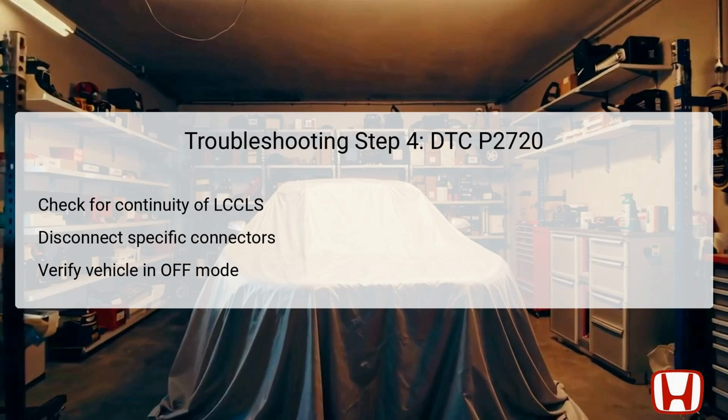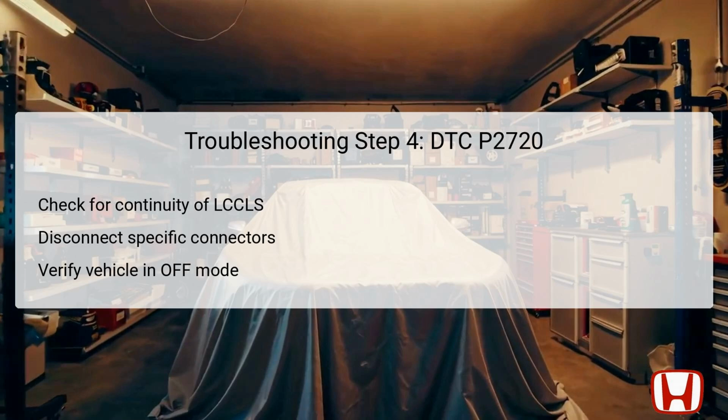In this fourth step, the technician will move on to check for continuity in the lockup clutch control solenoid (LCCLS) line. The process begins by ensuring the vehicle is turned to the off-lock mode, safeguarding against any unintended gear engagement during testing. Following this, the technician will use the HDS to jump the SCS line and allow the system to stabilize for more than 1 minute.